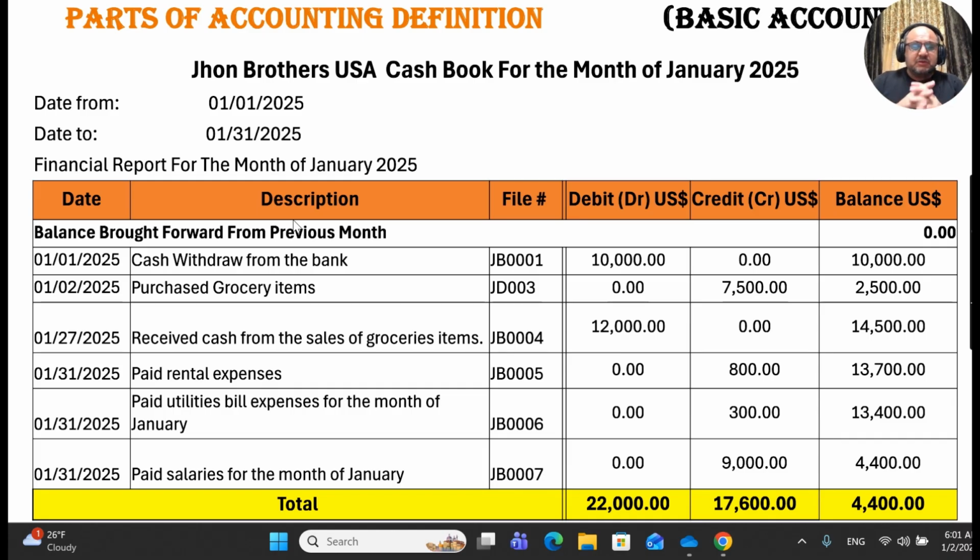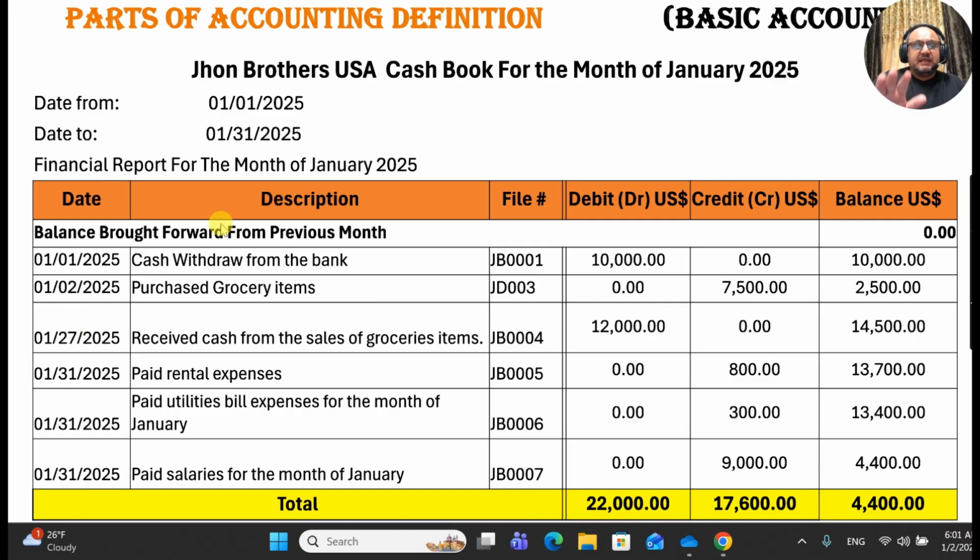So let's see, what does it contain? It contains the date column, in which we write down every day's transactions like 01/01/25. Then 01/02, 01/27, 01/31, 01/31, 01/31. This is called chronologically, date-wise. This is the first column.